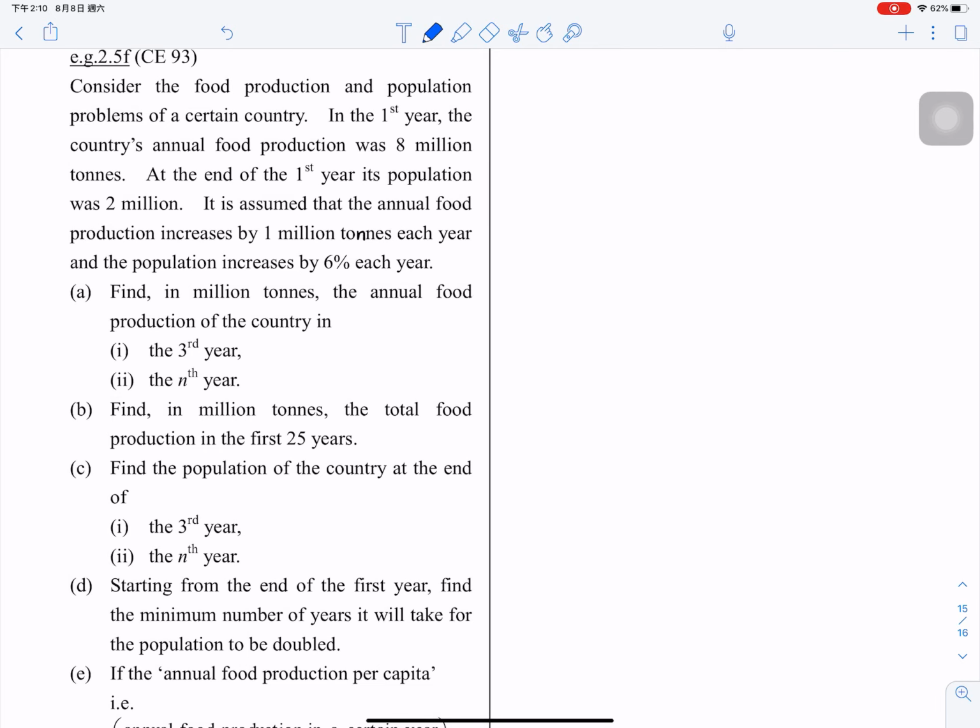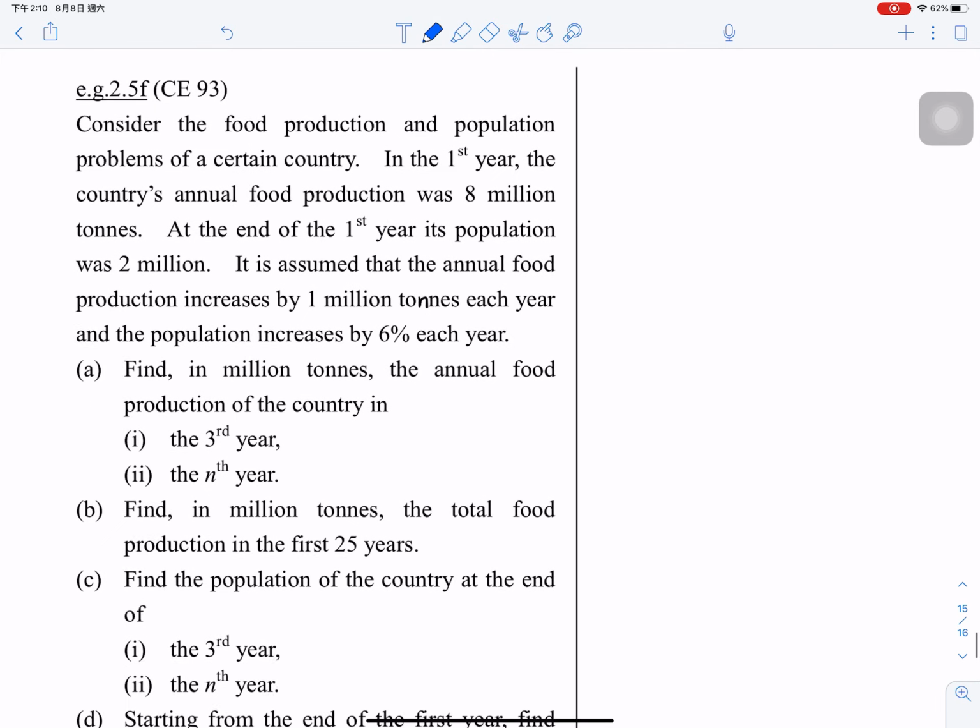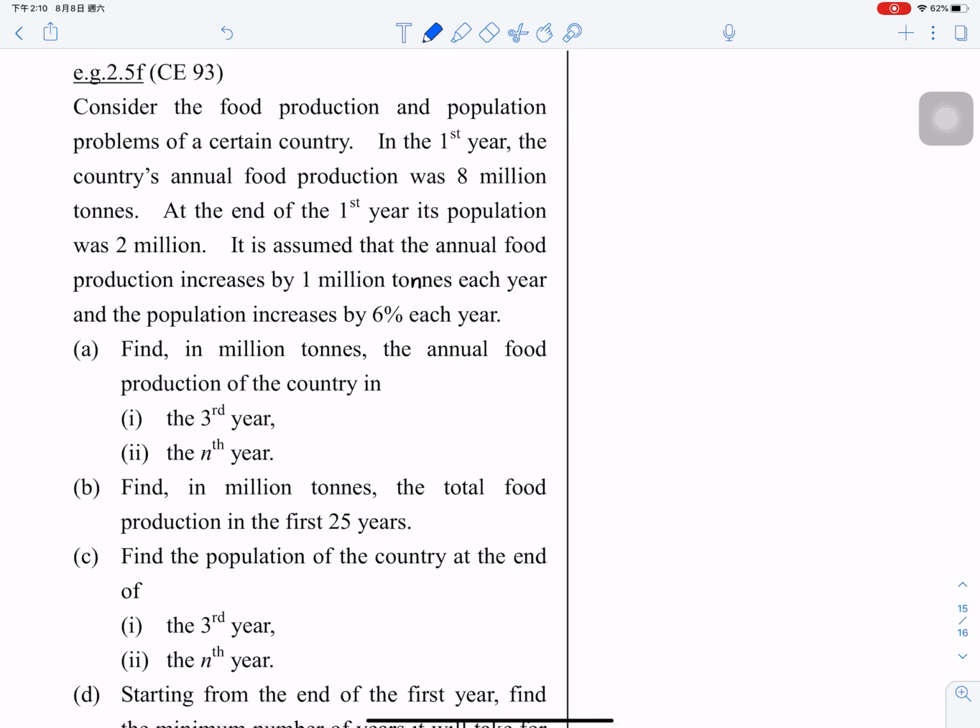2.5F. This question is a public exam question. So let's see all together. Have a look. Consider the food production and population problems of a certain country. That means we have two things here: food production and population problems.